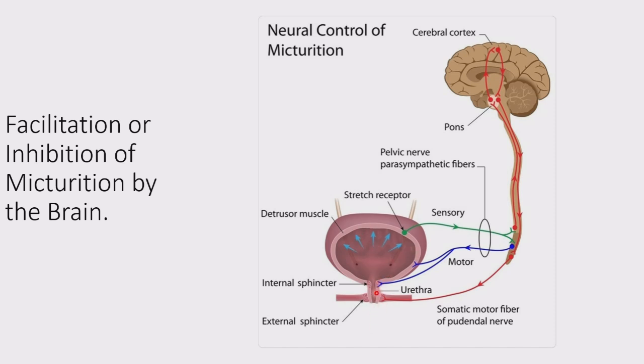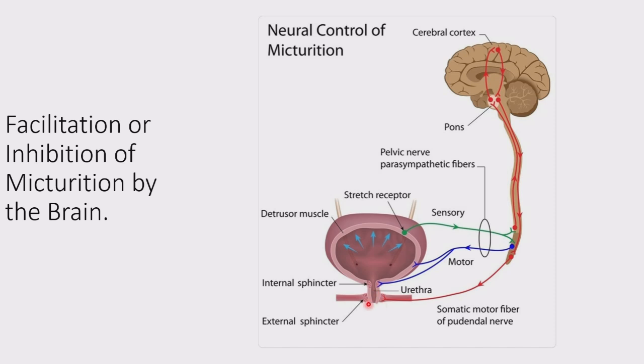Now, how about voluntary urination? Voluntary urination involves your abdominal muscles, in which we contract our abdominal muscles to increase the pressure in your bladder. As a result, the stretch receptors activate the micturition reflex and simultaneously relax your external sphincter.